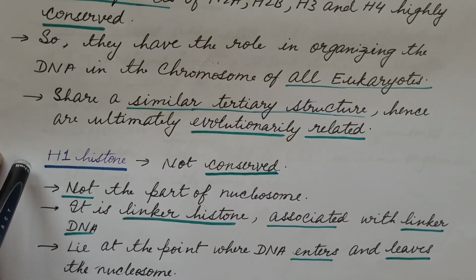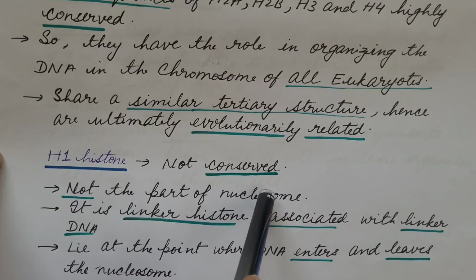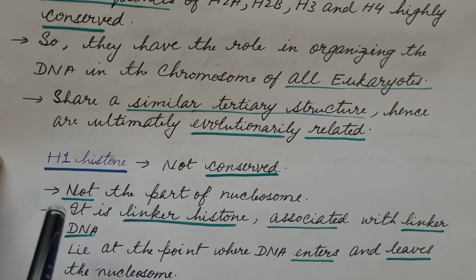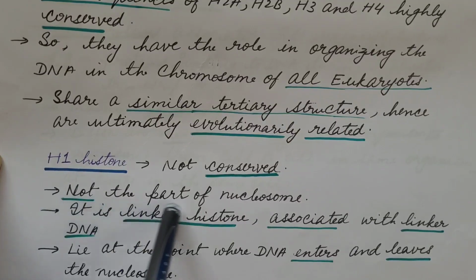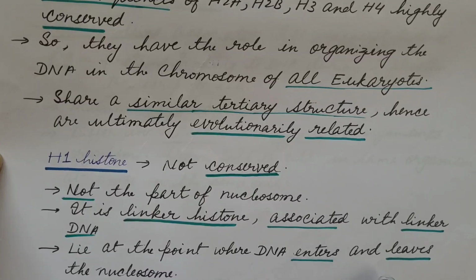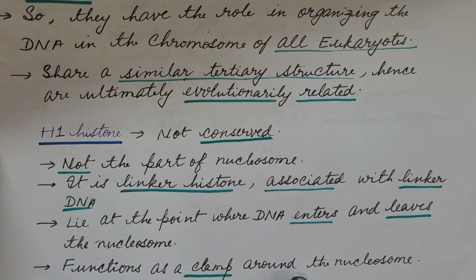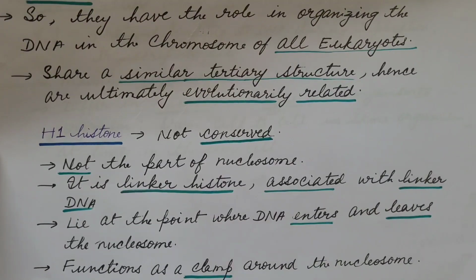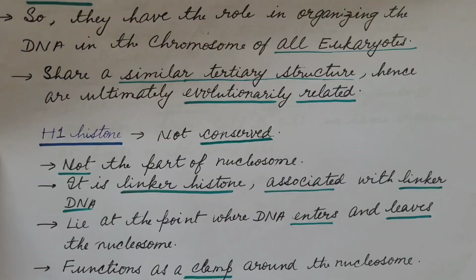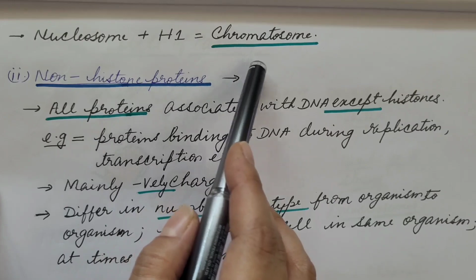But if we talk about the H1 histone, it is not conserved, but shows variation between species. It is not part of the nucleosome. It is a linker histone associated with linker DNA and it lies at the point where DNA enters and leaves the nucleosome. Also, it functions as a clamp around the nucleosome. Hence, it restricts the DNA into its place. So, the nucleosome along with H1 histone protein is known as chromatosome.